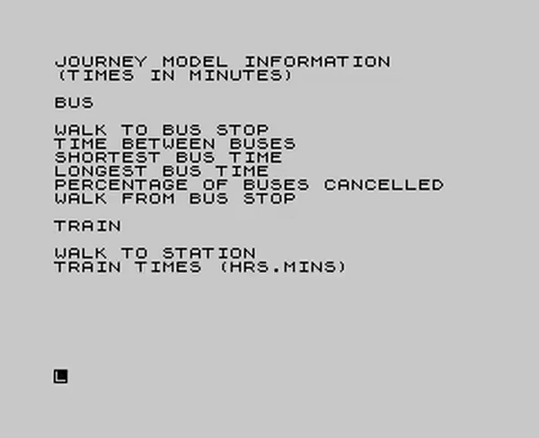To go by train, she has to walk to the station, which takes 13 minutes. Trains are at quarter past and quarter to the hour. The program allows you to enter up to 6 train cards.